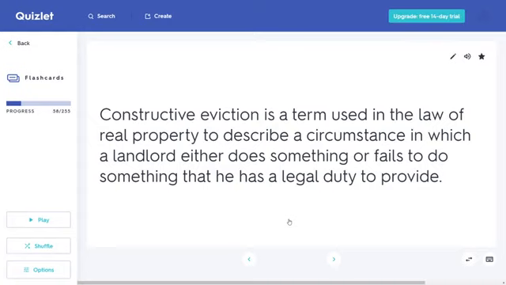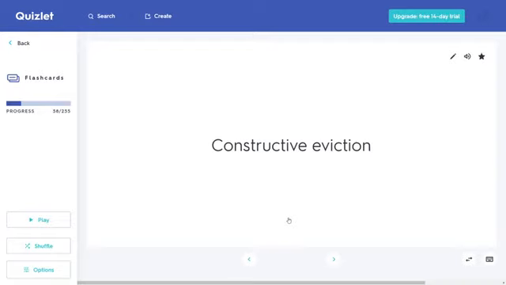So I know that was a little bit confusing, and I'm sorry, but basically it just means that if a landlord doesn't do something they're legally required to do, or does something that's the opposite of what they are legally required to do, that would be a constructive eviction. So, a little bit confusing, but hopefully I explained that well enough. If not, again, leave a question, and I'll be happy to give you guys an explanation.